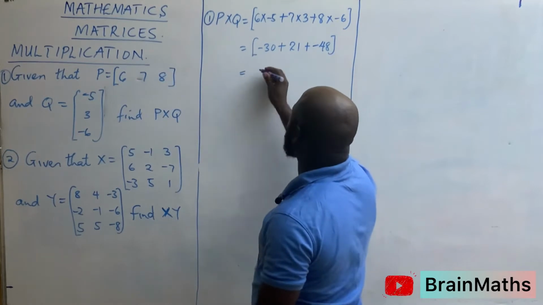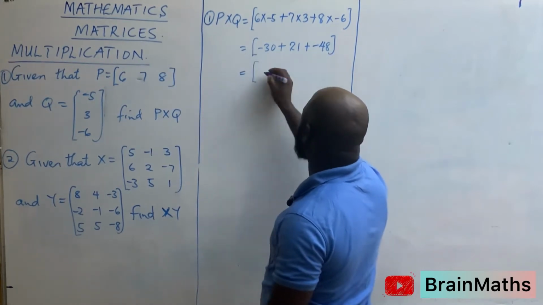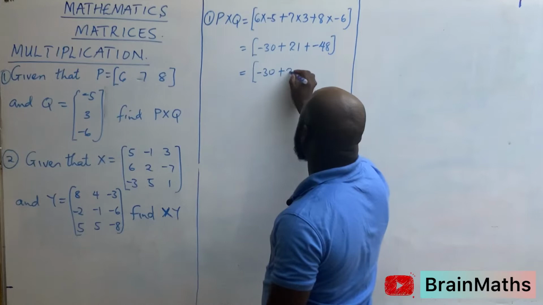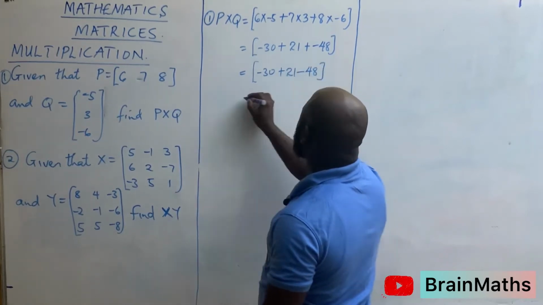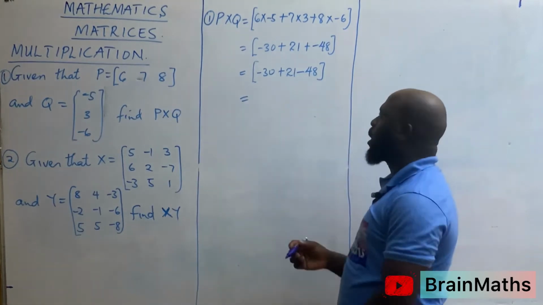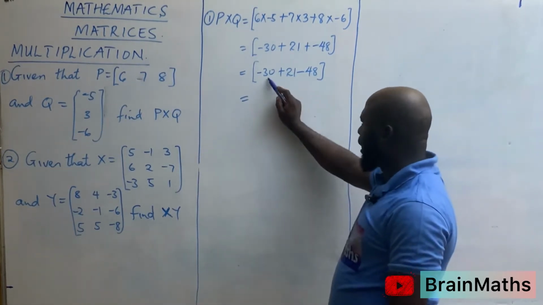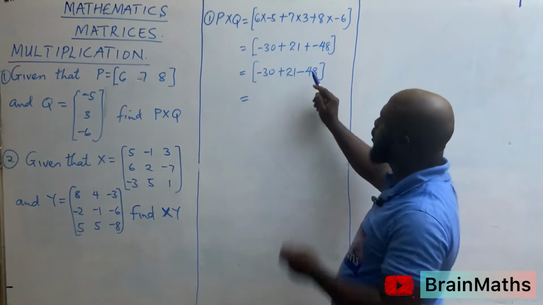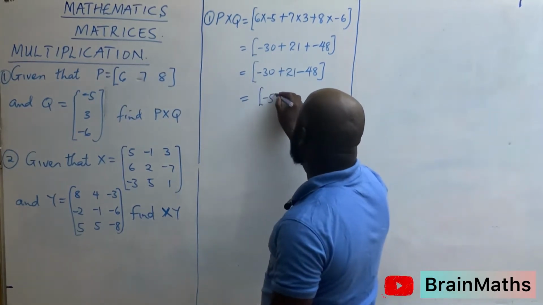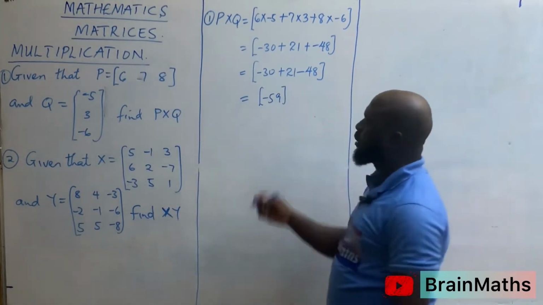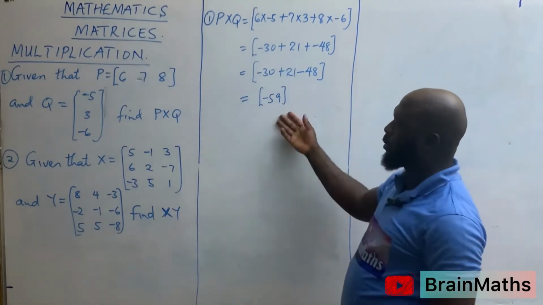So let's try to rewrite the figures. Minus 30 plus 21 minus 48. So minus 30 plus 21 will give us minus 9. Minus 9 minus 48 will give us minus 57. So our answer for that question is actually minus 59.